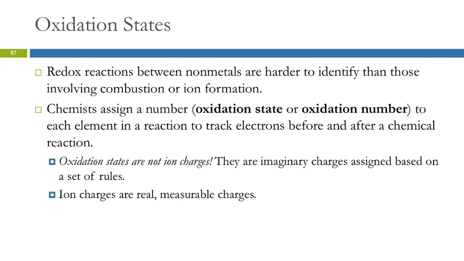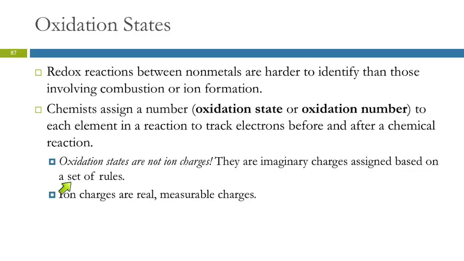Well, when we're looking at those reactions between nonmetals, it's a lot harder to identify which one is gaining electron density and which one's losing electron density. With the ions, it's easy, but it's a little harder when you've just got nonmetals. So we use something called oxidation states. They're also called oxidation numbers, just to help us keep track of where electron density is shifting around.